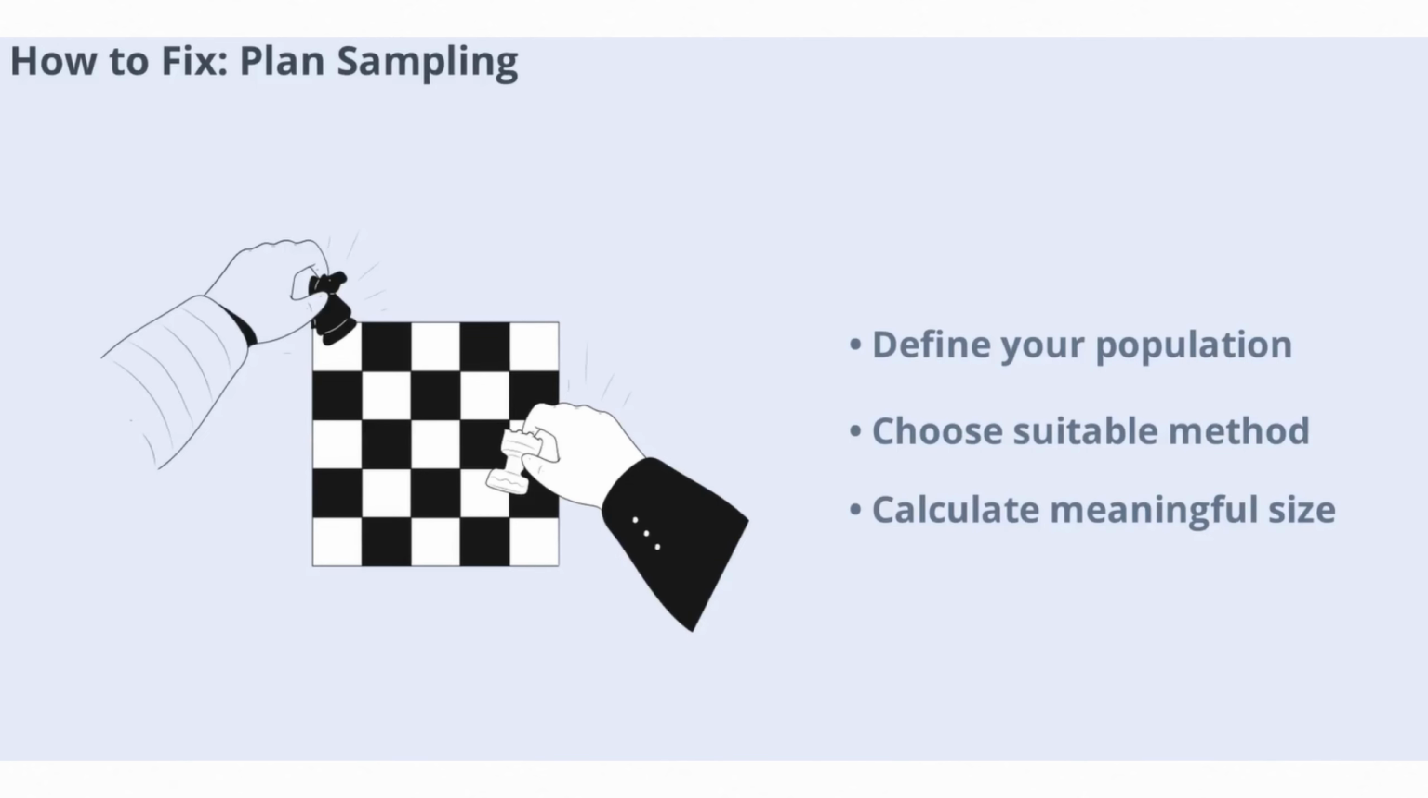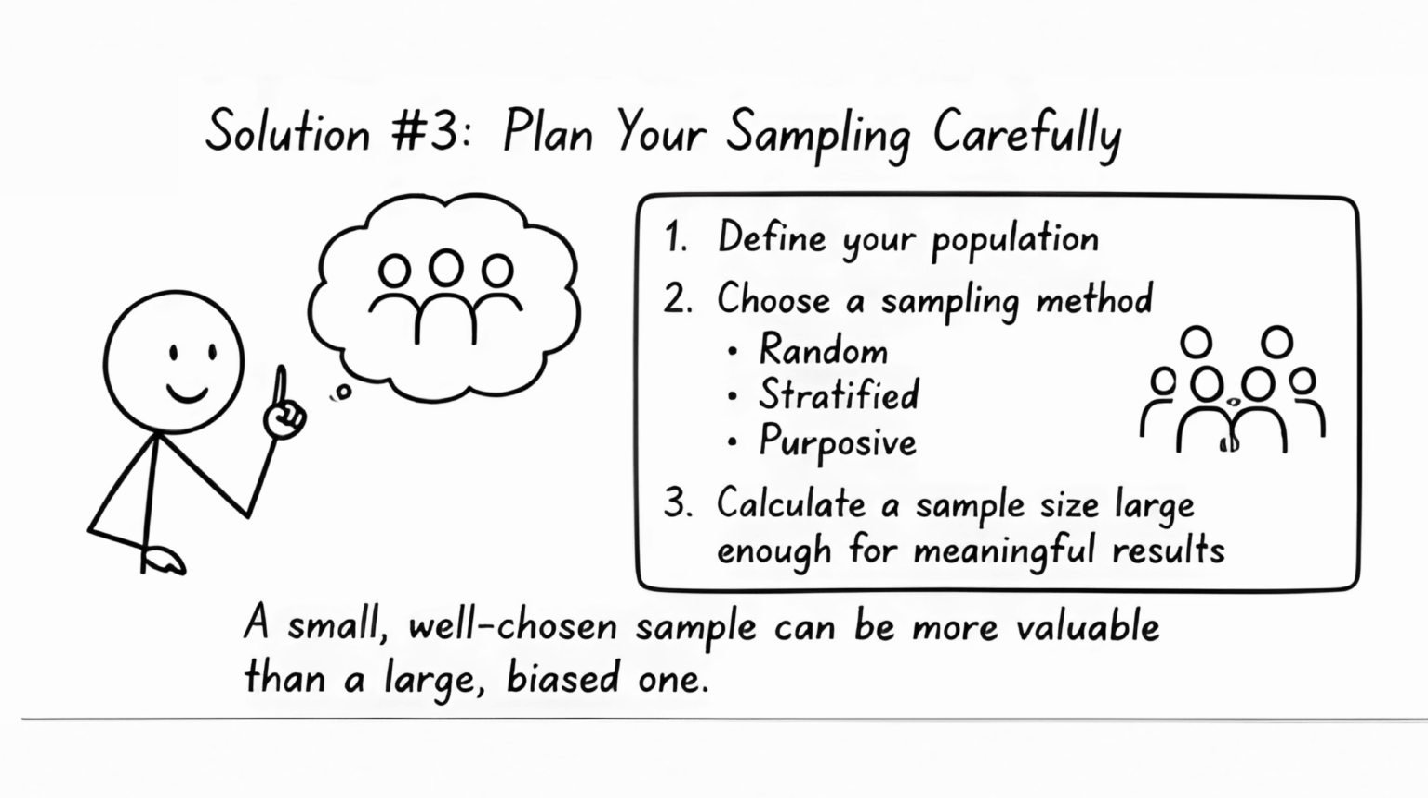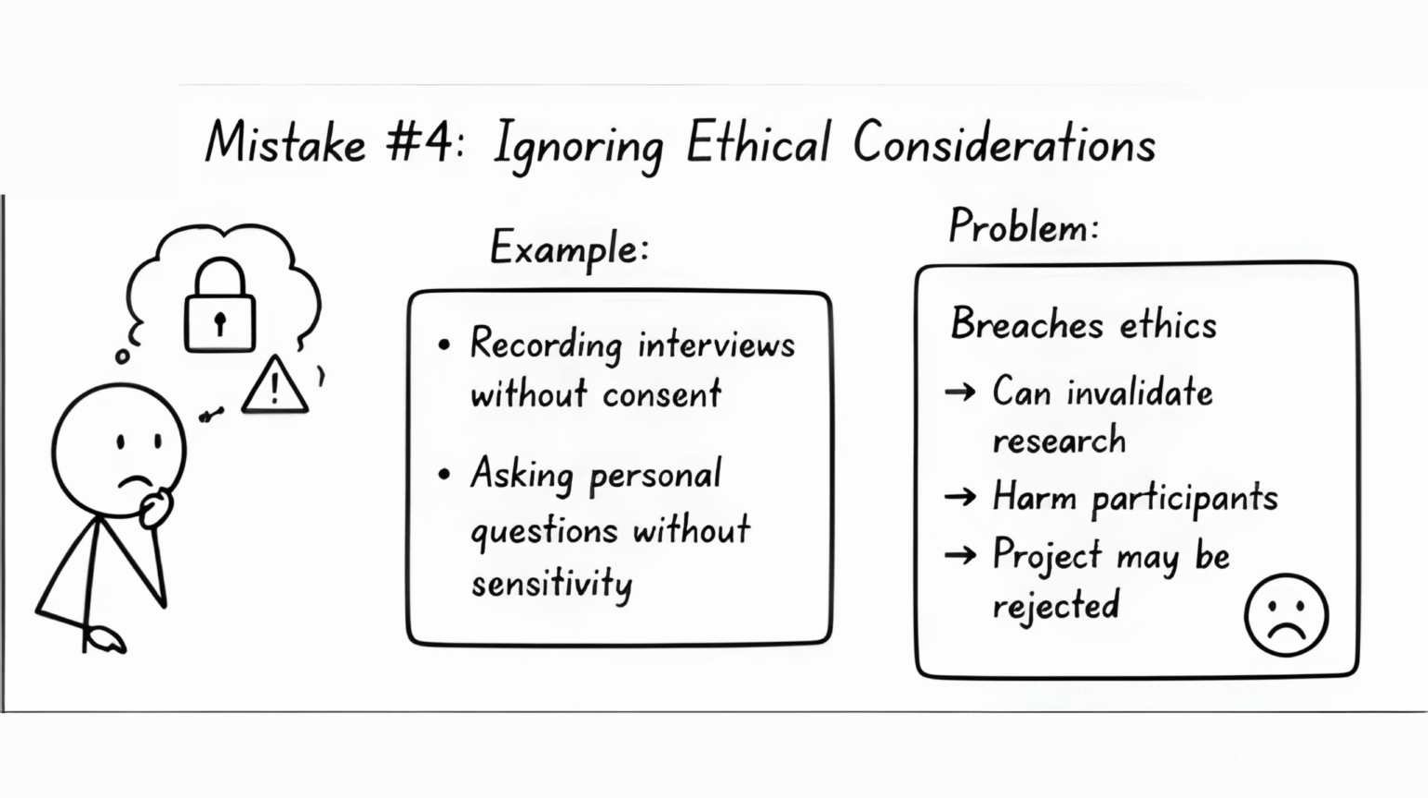Decide who your population is. Choose a sampling method that fits your study, whether it's random, stratified, or purposive. And then you calculate a sample size that is large enough to make your results meaningful. So even a small, well-chosen sample can be more valuable than a large and biased one. Always remember that. Then the fourth mistake is ignoring ethical considerations.